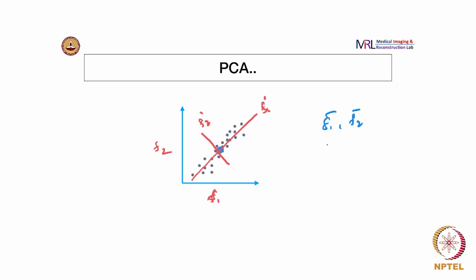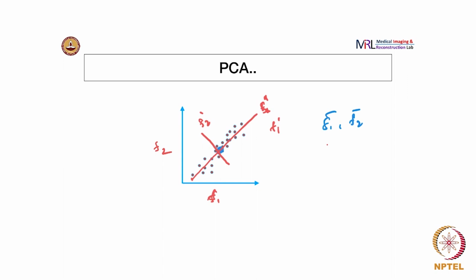We're going to call these F1 prime and F2 prime. This F1 prime, F2 prime is a new coordinate system. If you see what it has done, F1 prime captures the maximum variance in your data set. There is a lot of variability in the data if you go along the F1 prime axis, while the variability along the F2 prime axis is very low.